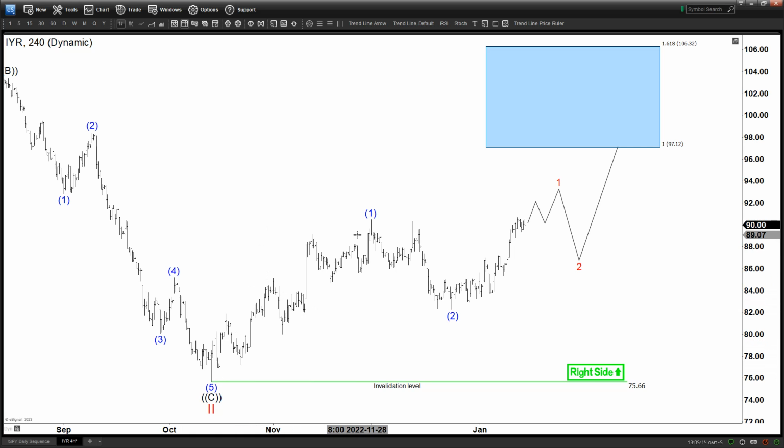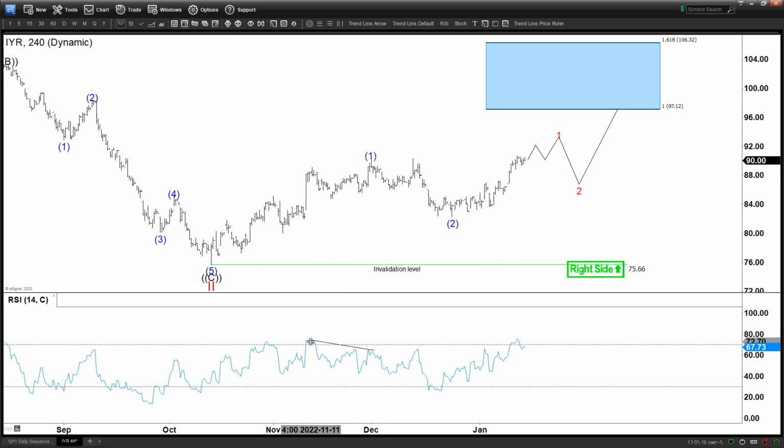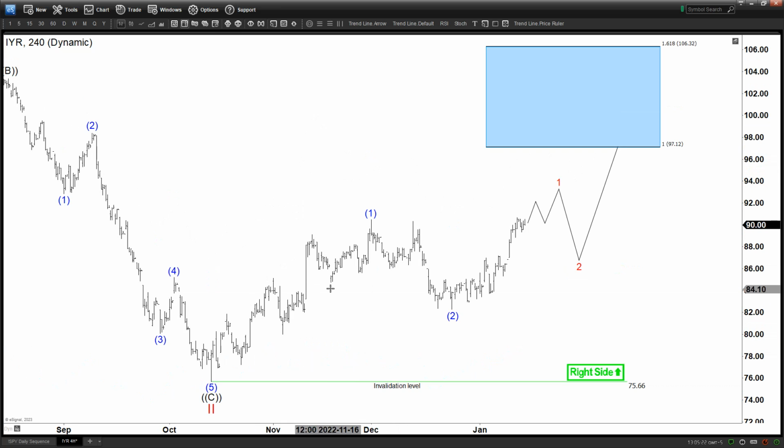So far, it is showing 5 waves, and there is divergence right here that took place at blue 1, telling us that so far it is showing 5 waves. The pullback looks pretty corrective, 3-wave pullback right here that found buyers, and it has reacted higher, and it took the peak last week.